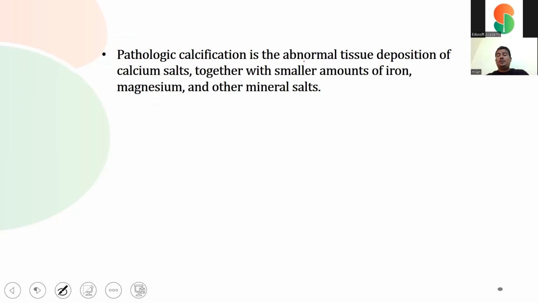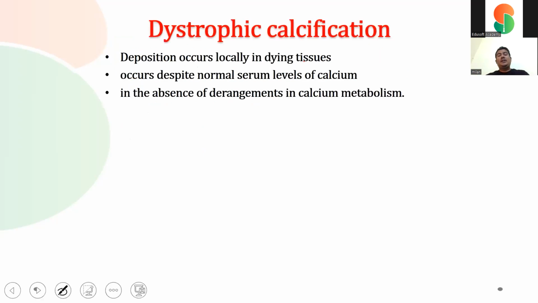So there is abnormal tissue deposition of calcium, and this can be of two types: dystrophic calcification and the other type being metastatic calcification. Dystrophic calcification occurs in dying tissue, in the setting of tissue injury, or in inflamed tissues, and it occurs on the background of a normal serum calcium level.